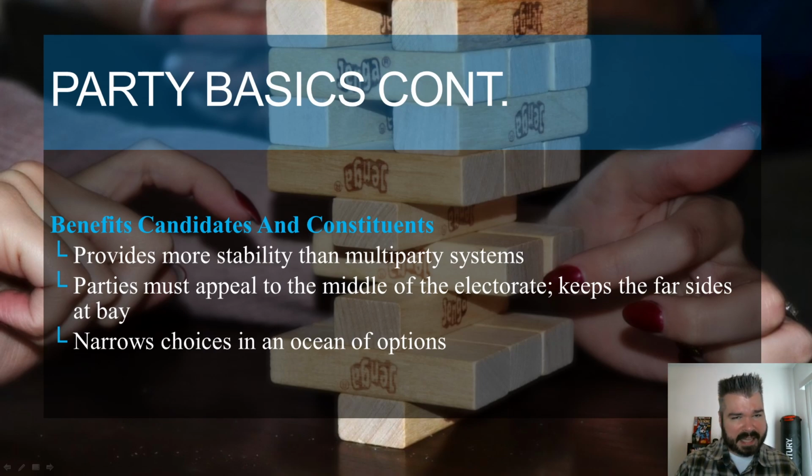You need the fringes because that's your base, but you need to appeal to the center. You need to appeal to the moderates. So to do that, political parties must lean more towards the center, not to the fringes. And this is true for both Democrats and Republicans.